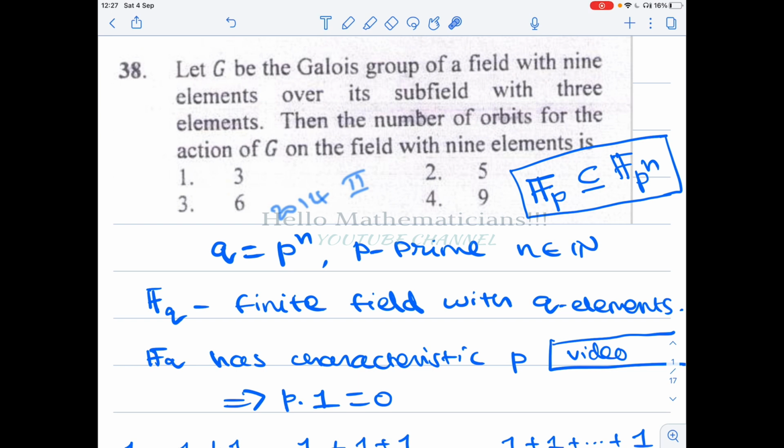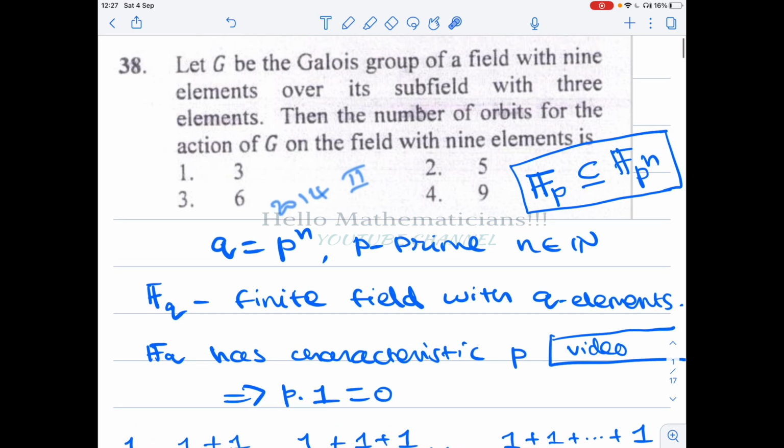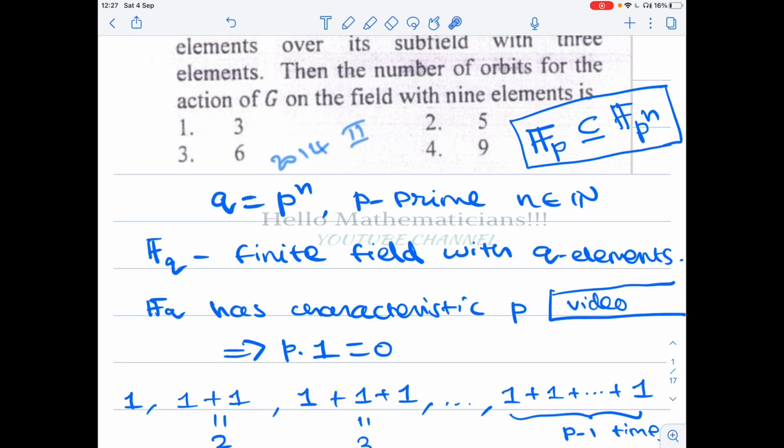So let's see how to continue this problem. It's given that G is the Galois group of a field with 9 elements over its subfield with 3 elements. Okay, so if you take q to be p to the power n, where p is a prime number and n is any natural number, then you will have a finite field with q elements. Every finite field is of order p to the power n, and given a p to the power n, there will be a finite field also. All these things you can find in the finite field section of Topics in Algebra by Herstein. It's a very nice textbook.